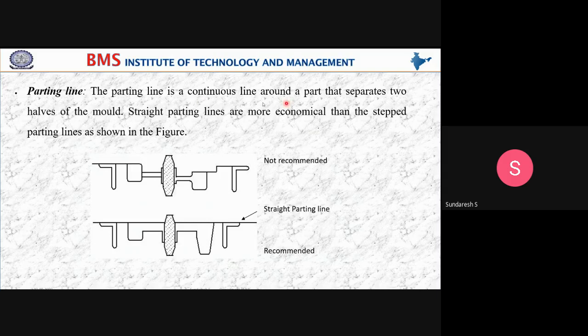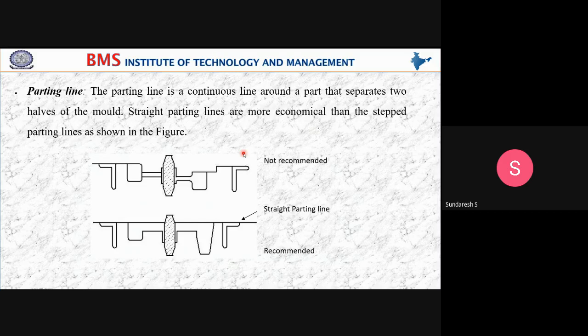The parting line is a continuous line around a pattern that separates the two halves. When we were discussing the sand casting process, we discussed two different mold boxes: one is a cope, another one is a drag. Am I right? The cope will be placed over the drag. We place the two halves of the pattern, one in the cope and one in the drag, and we keep the cope over the drag.